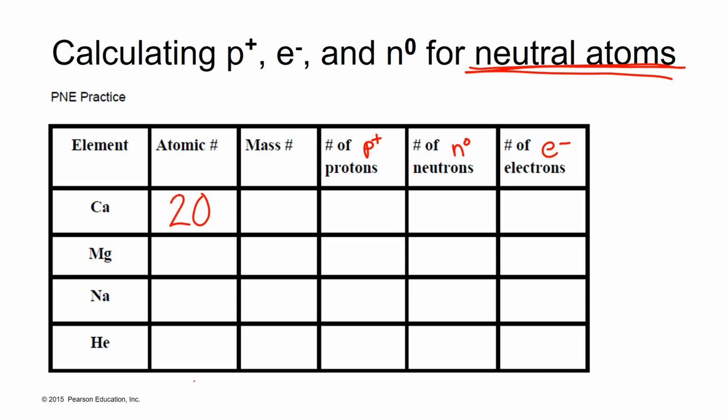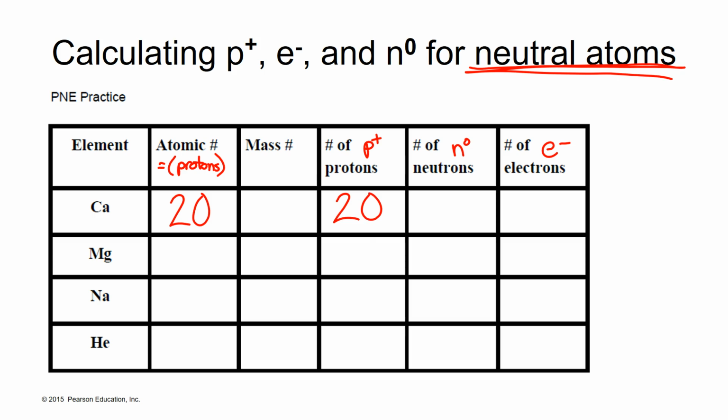It's 20. What does that number tell us? All right. So remember, atomic number equals protons. So atomic number is always the same as the number of protons. So in this case, if I have an atomic number of 20, that means I have 20 protons.